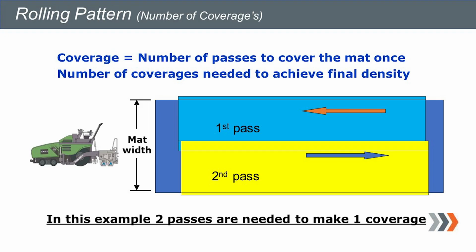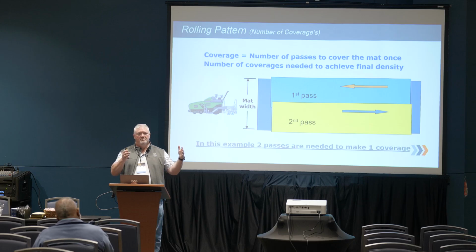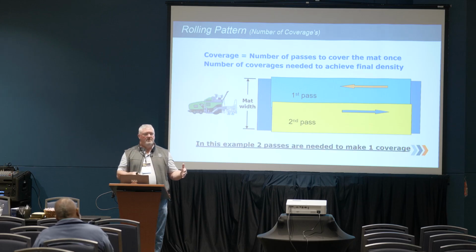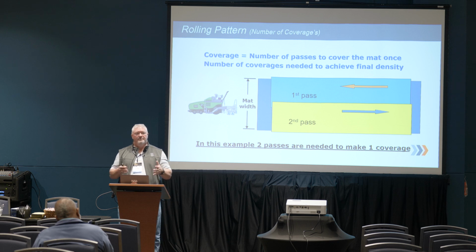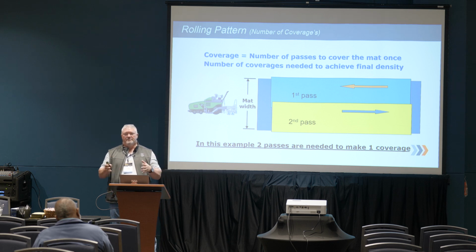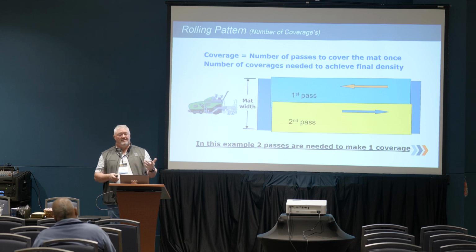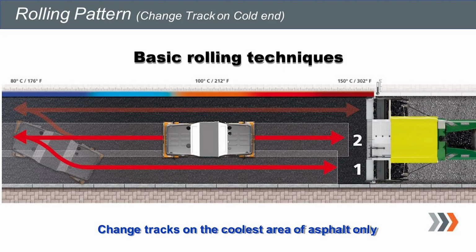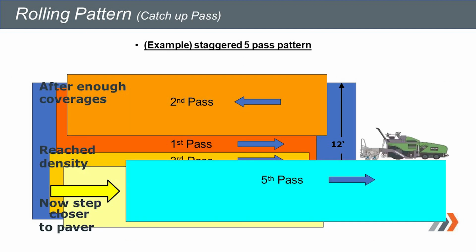Number of coverages is a little bit different. Number of coverages is basically how many times the width of my roller will cover the mat that I'm paving. In that example I showed, I went from 3 to 4. I went from 3 coverage passes to 4 coverage passes, meaning I had too small of a roller to cover what I needed to keep up in paving. Again, we're going to change our tracks on the cold side to get back up.